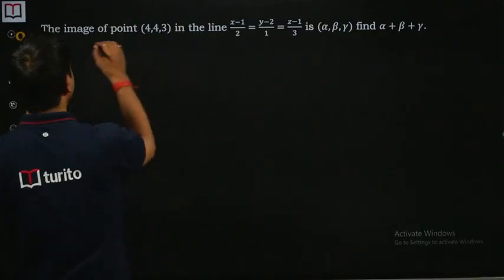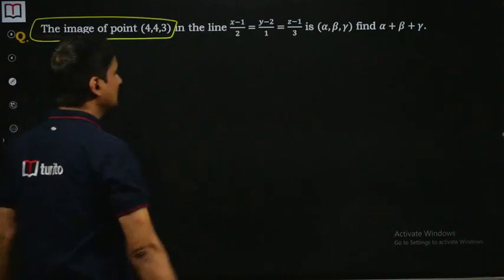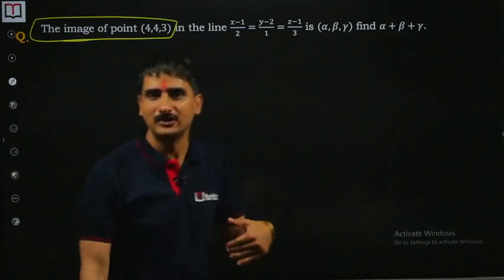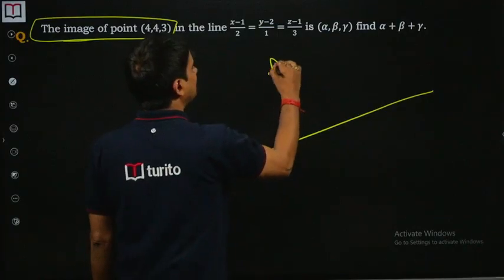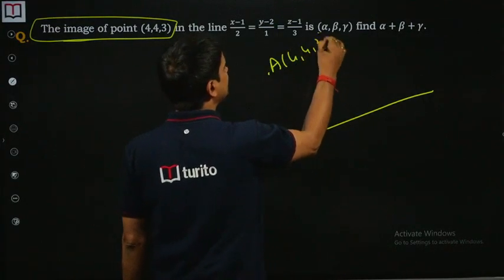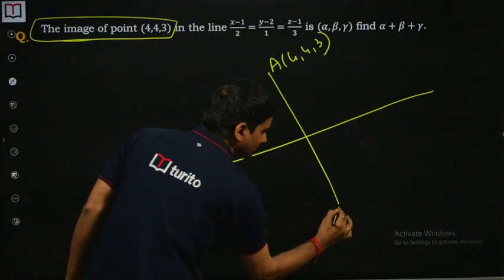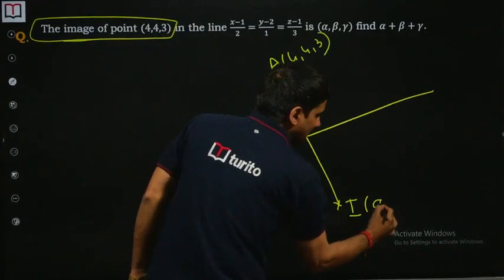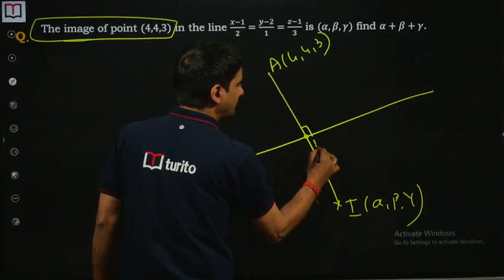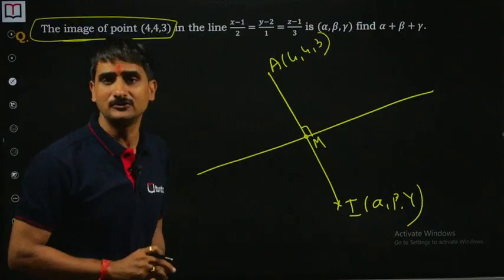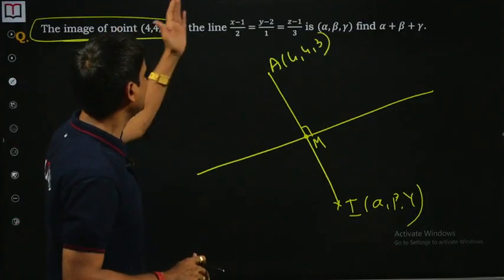Again, a simple question. See, that's not the question about which I was talking about. So you have to find the image of the point on the line. We have already discussed such type of question in detail. So my approach is simple. Here alpha, beta, gamma is the image point, and that's the midpoint, and this M is also the foot of perpendicular drawn from this point on the line.